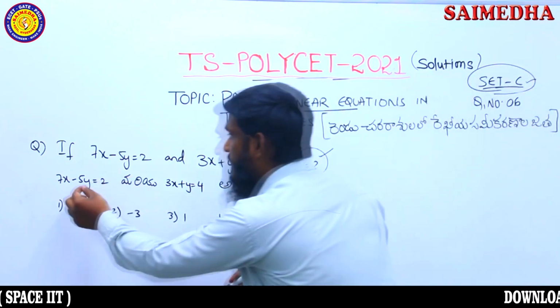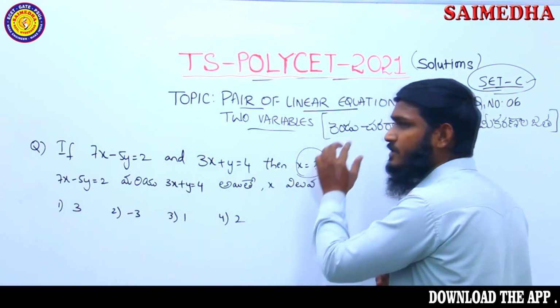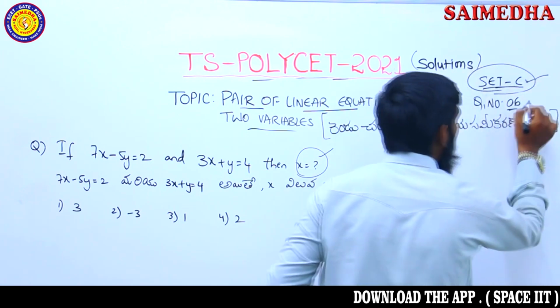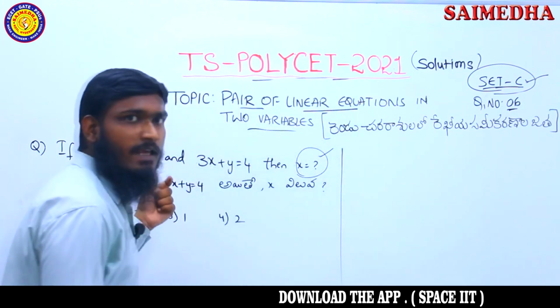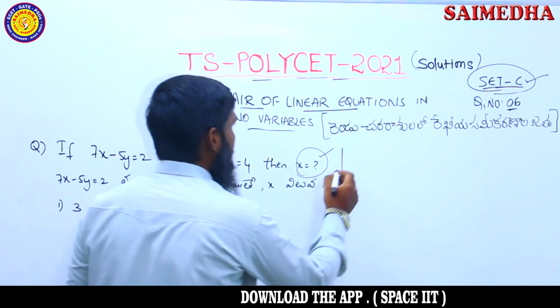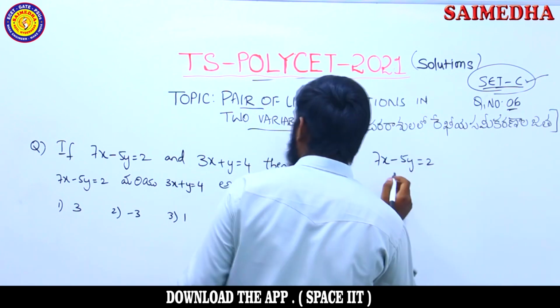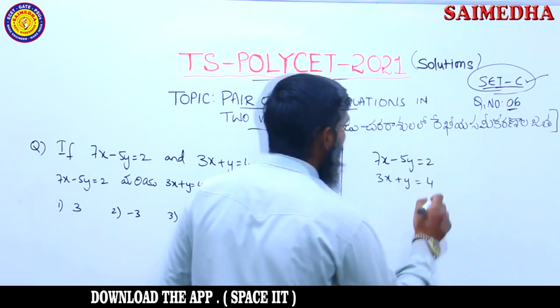So it is 7x minus 5y is equal to 2 and 3x plus y is equal to 4, then what is the value of x. This question is asked in set C and the question number is 6. Let us solve this one. What is the first equation? 7x minus 5y is equal to 2, and the second equation is 3x plus y is equal to 4.